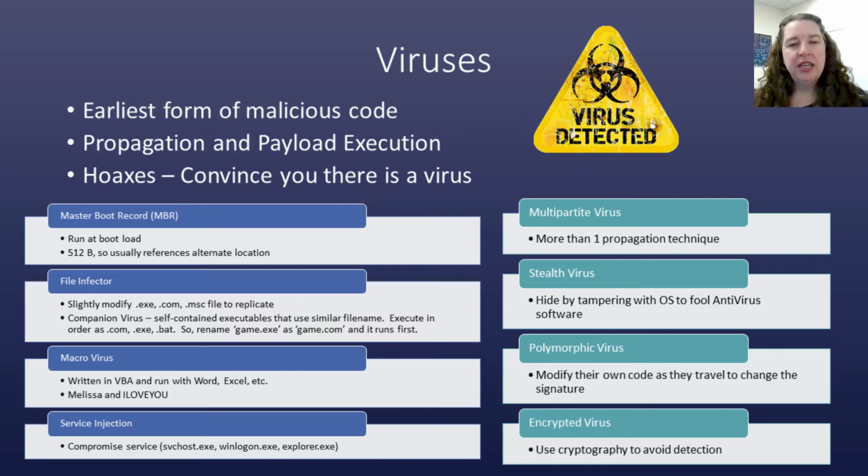Imagine every time they change or propagate, they add a 1 to the end. Well, your entire signature is going to change when you change that. So polymorphic viruses modify their signature as they go along so that virus signature detectors can't find them.